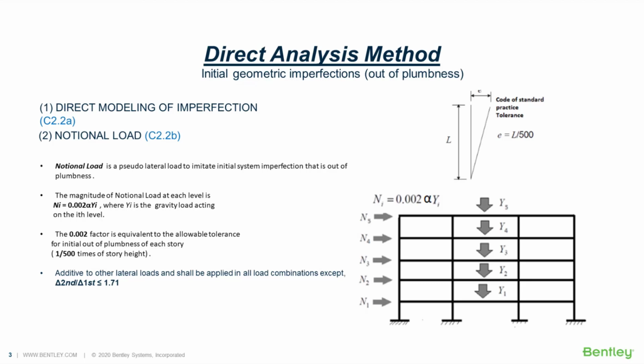And this notional load is to be included as the minimum lateral load for all the gravity only combinations and all the other lateral load combinations where the second order drift to the first order drift ratio is greater than 1.7. So the bottom line is the notional load is ensuring that the structure is being destabilized for all the combinations, which is very much necessary for performing and capturing the proper second order effect.